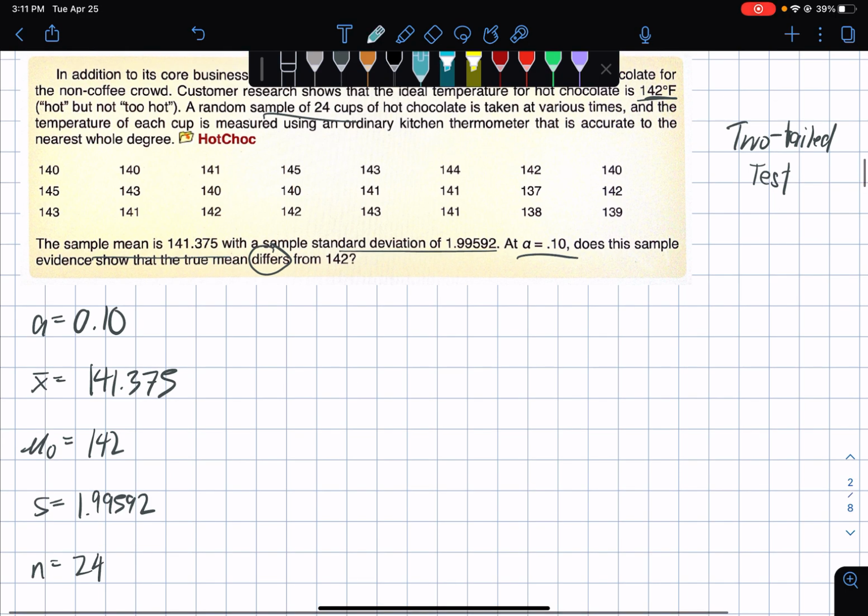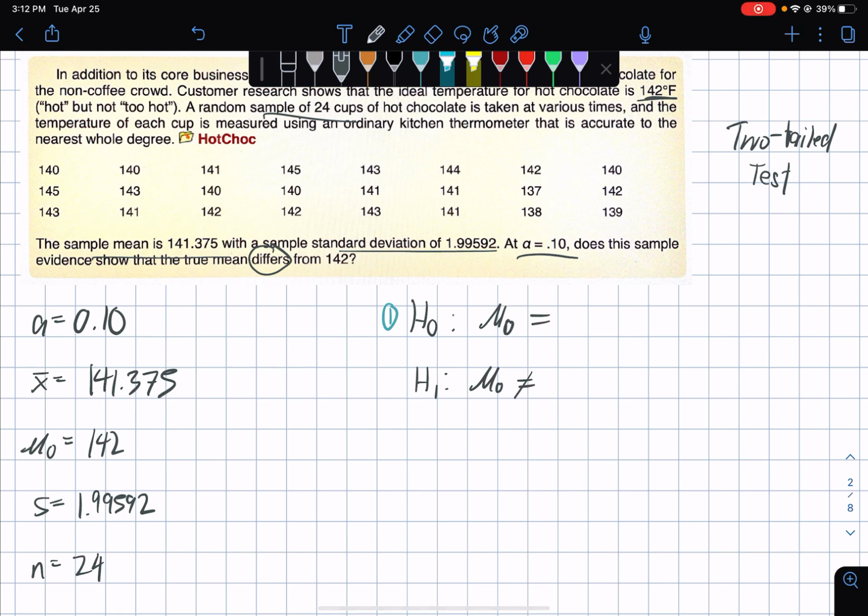Now let's proceed to step 1, the null and alternative hypothesis. So since it's two-tailed test, we have equal and not equal sign. Equal sign for the null, non-equal sign for the alternative. And then after that, we just copy the average. This is 142. And then before we proceed to number 2, again, we look for the critical t value.